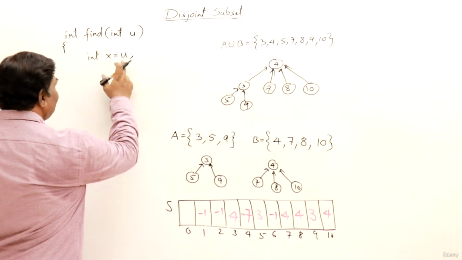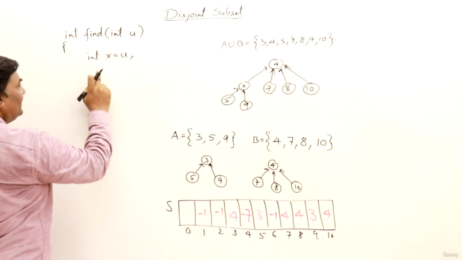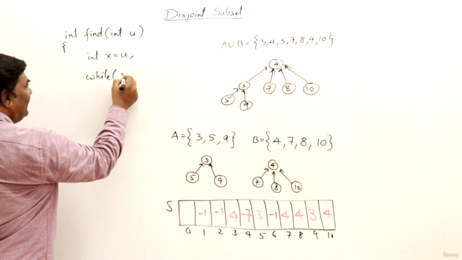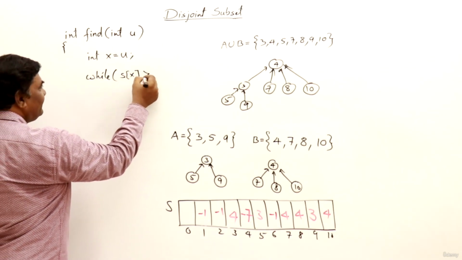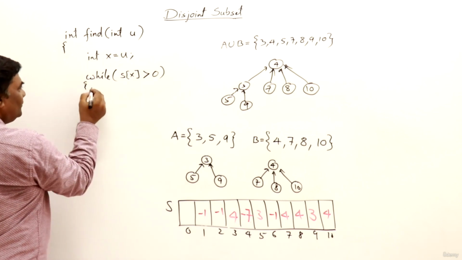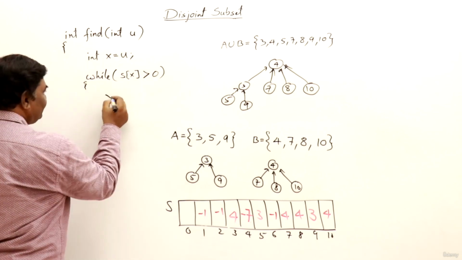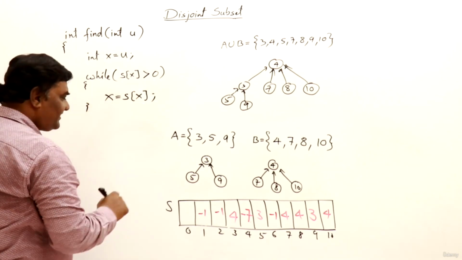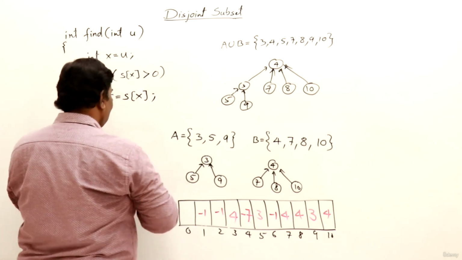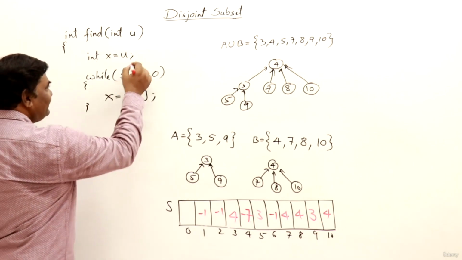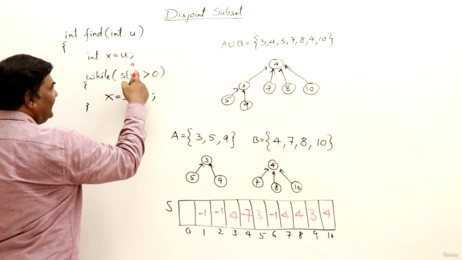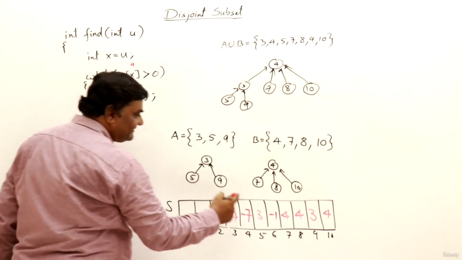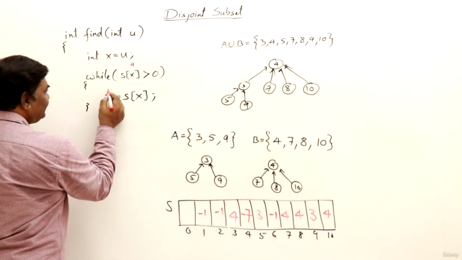So for that, I have already taken a variable x and assigned it u. Now with the help of x, I will do this using a while loop. While s of x is greater than 0, meaning positive, what to do? Assign x the value s of x. That's it. Simple. So if you trace this now, if I say find 9, then x is 9, right? Is s of 9 greater than 0? Yes, 3. Then x is assigned s of x. s of x is 3. So x becomes 3.